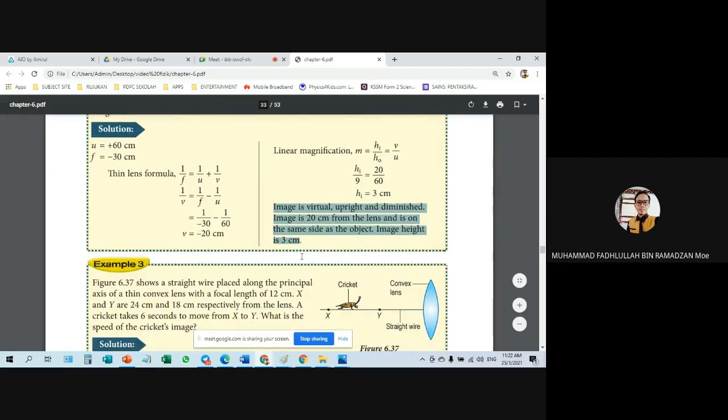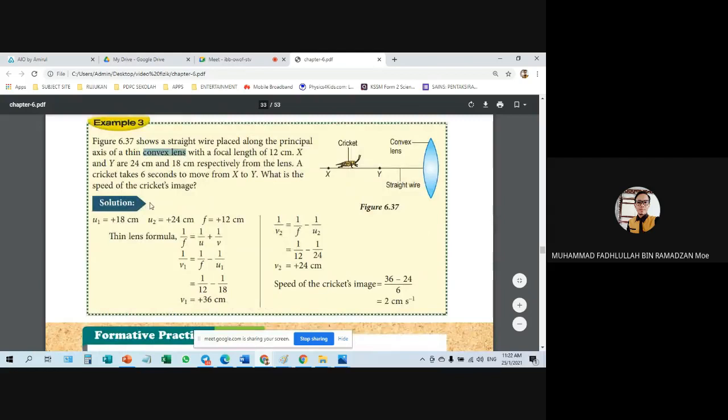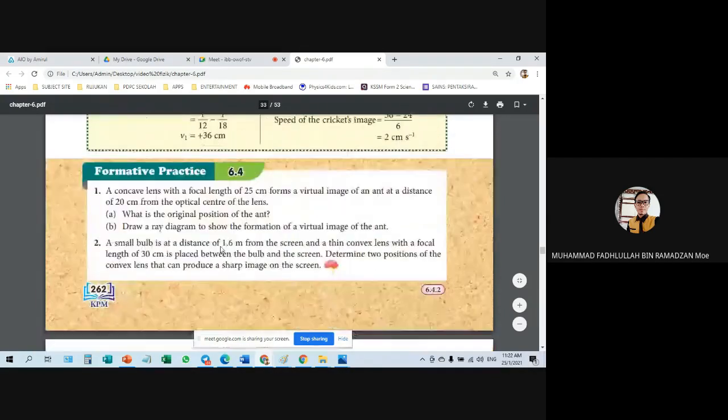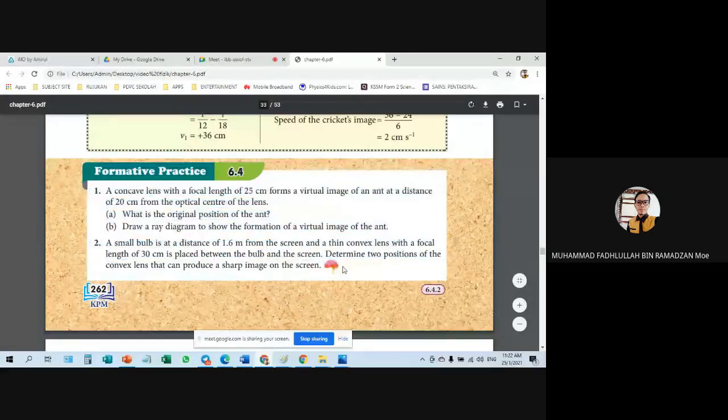Okay. So yang ni pun tadi kita dah tengok kalau convex lens macam mana. You just apply saja thin lens formula tu. Yang ni saya nak minta awak untuk buat latihan yang ni. Sekejap lagi saya kongsikan link. Saya minta awak untuk upload tugasan dekat situ.